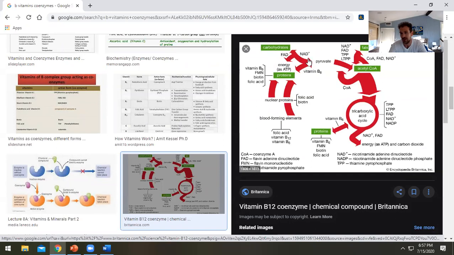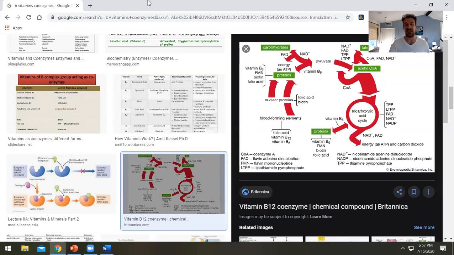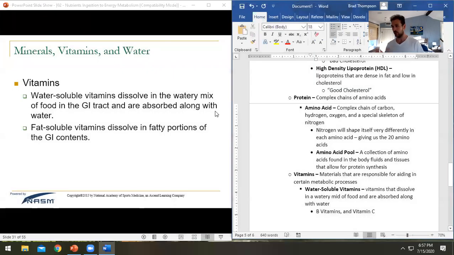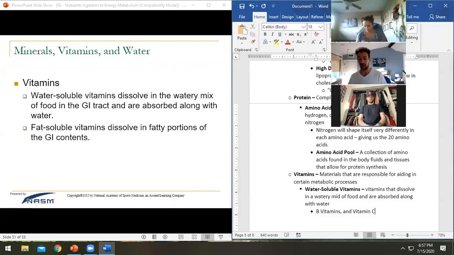That's how you're getting a whole bunch of that NAD and FAD, because of all those B vitamins. They're kind of kicking this off. So biotin, folic acid, niacin, all of those are B vitamins. And that's another thing that sometimes freaks people out when you start talking about nutrition.